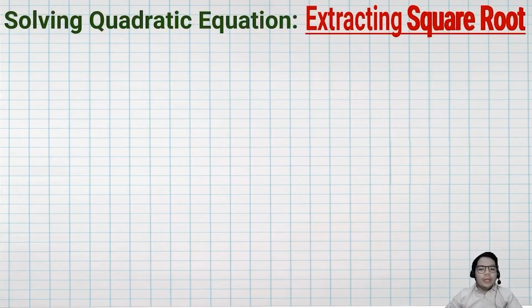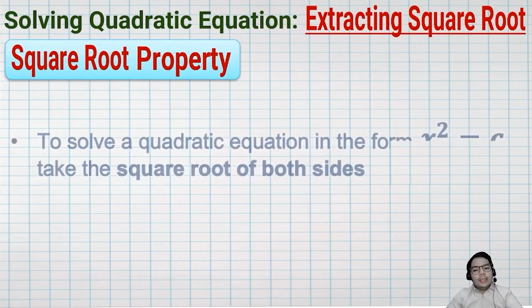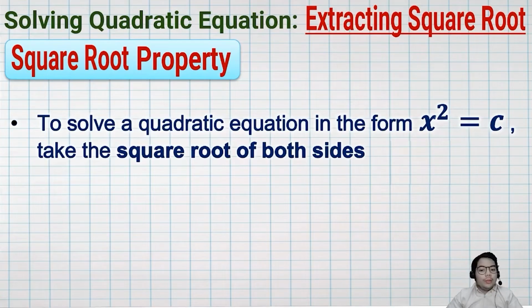So, since alam na natin kung ano yung ibig sabihin ng square root, we are now ready to understand how do we solve quadratic equation using extracting square root. So from this one, we'll be using square root property. It is defined as to solve a quadratic equation in the form x squared is equal to c, we have to take the square root of both sides.